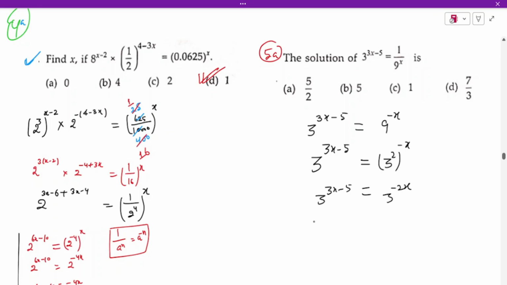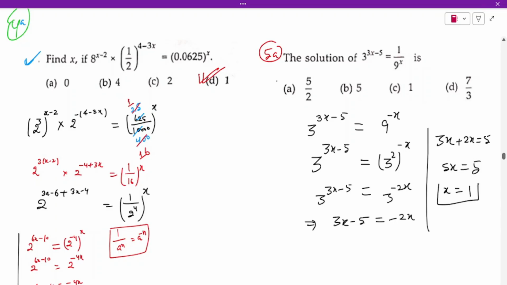Now as the bases are equal, we can set the powers equal, and then we just need to solve for the variable. By using transposition, we transpose minus 2x to the left and 5 to the right. We get 3x plus 2x is equal to 5. So 5x is equal to 5, which means x is equal to 1. So the answer for this question is option number C.